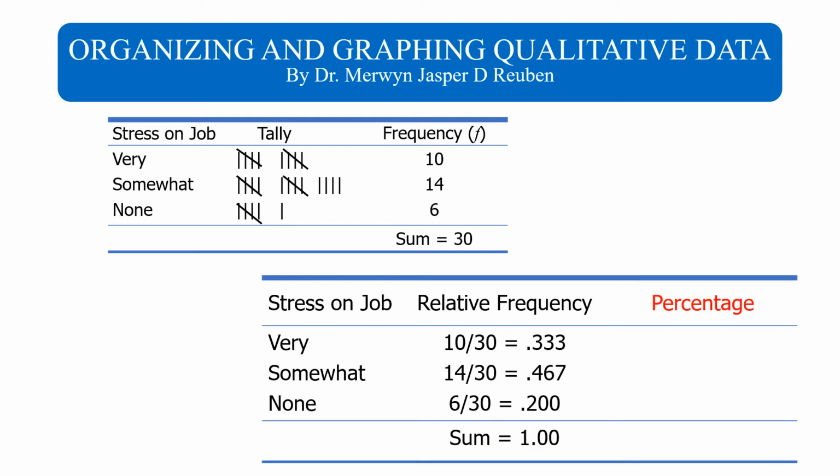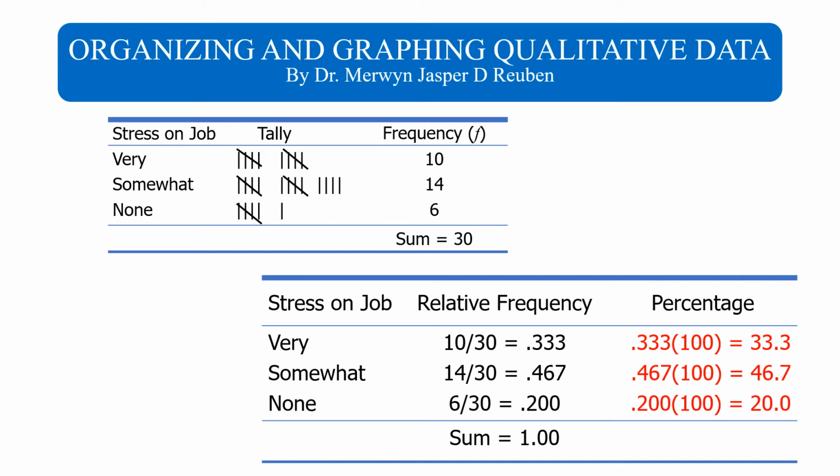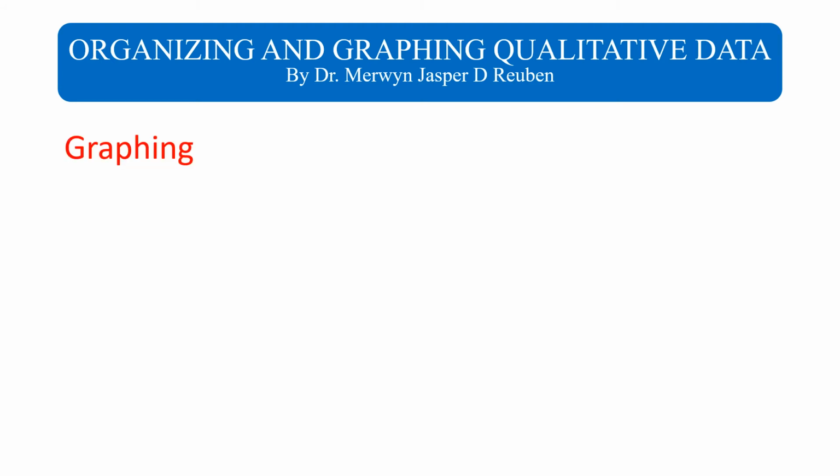Next, percentage distribution. Percentage is given by relative frequency times 100. So here the relative frequency for very is 0.333, multiplied by 100 gives me 33.3. Similarly for somewhat the answer is 46.7 and for none it is 20. The sum of the percentages is equal to 100. It is always 100, but sometimes due to rounding errors again it can be close to 100. With that, organizing the qualitative data is over.